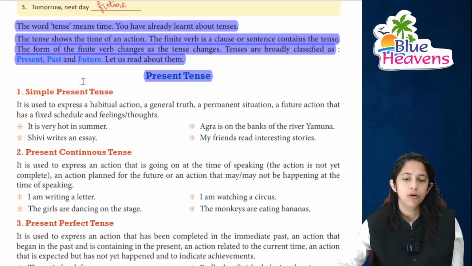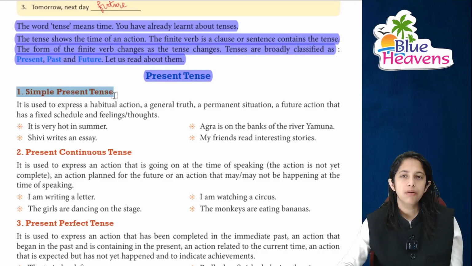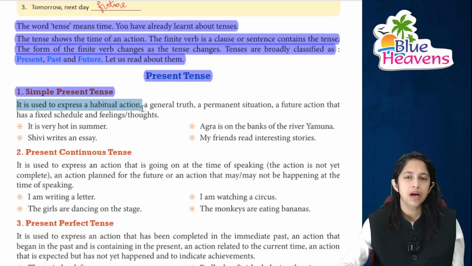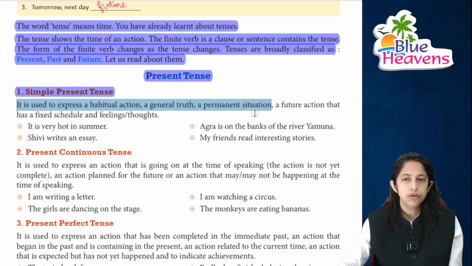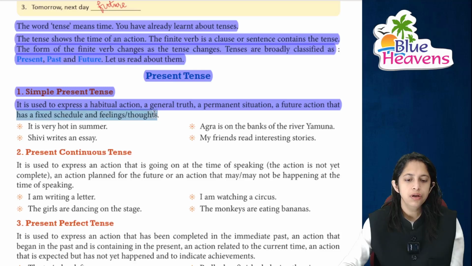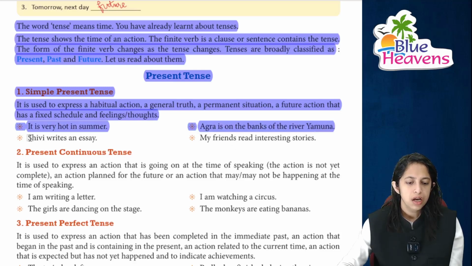First we'll be studying about present tense. First we'll be studying about simple present tense. It is used to express a habitual action, एक कोई भी truth, or you can say a permanent situation, or you can say a future action. It has scheduled feelings and of course thoughts. Say it is very hot in summer. Agra is on the bank of the river Yamuna, right? Shiva writes an essay. My friends read an interesting story.